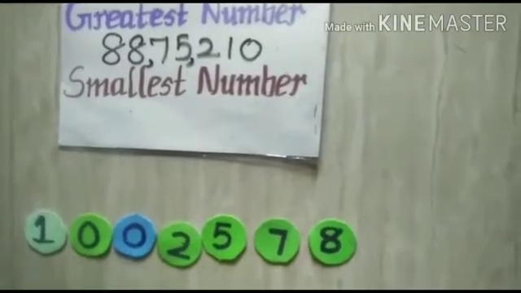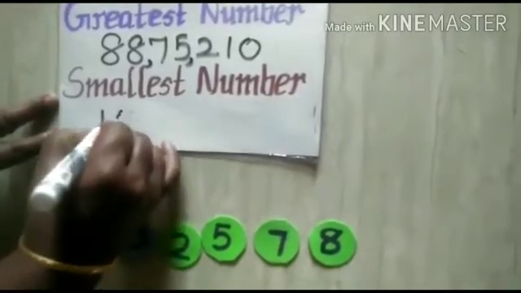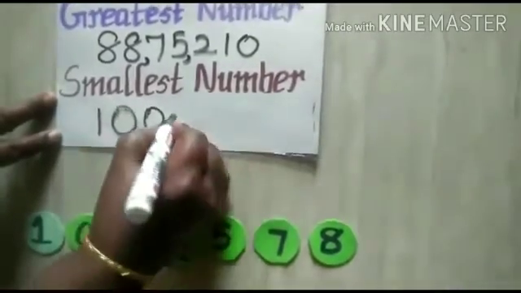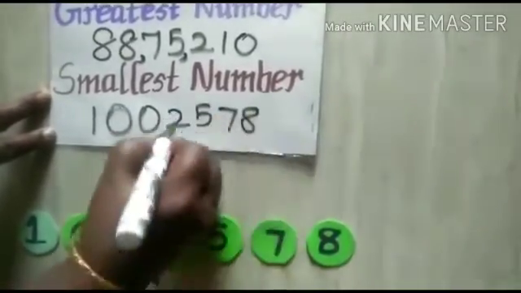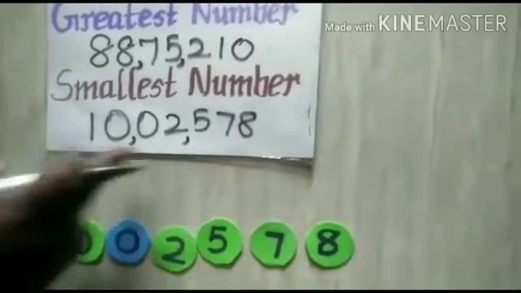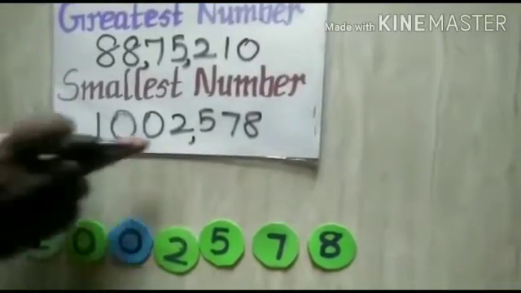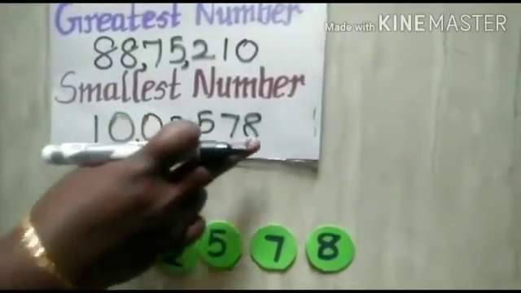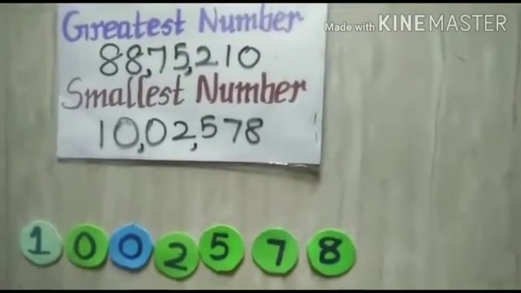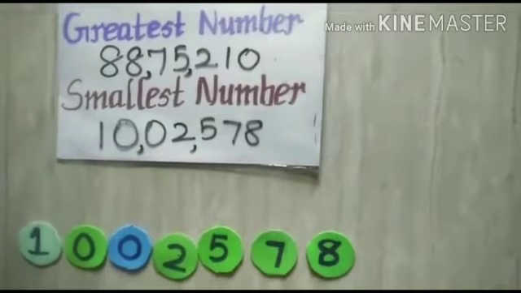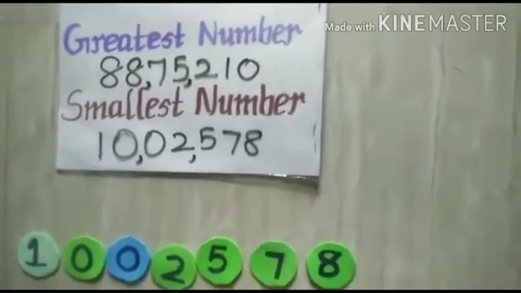Now you write these numbers. 1, 0, 0, 2, 5, 7, 8. Place the commas. What is the number? 10 lakhs 2,578. So like this, you have to repeat the digits and form the greatest number and smallest number.